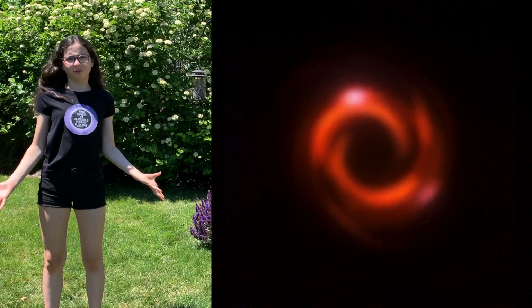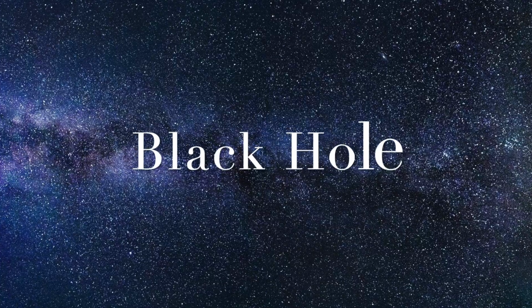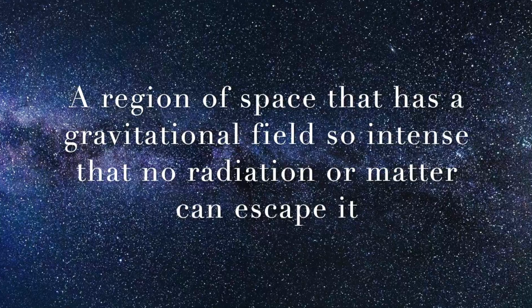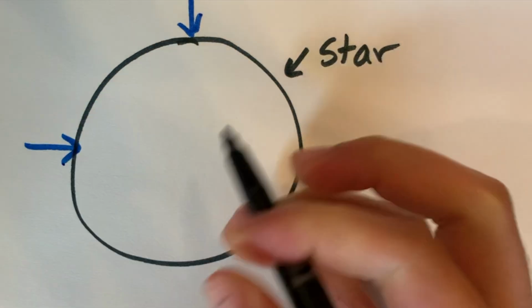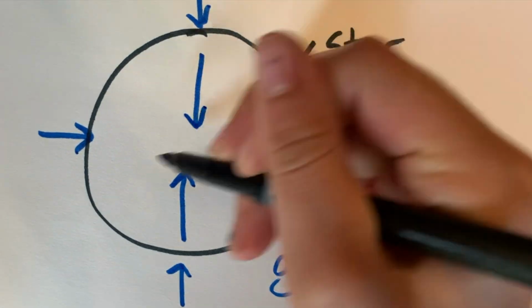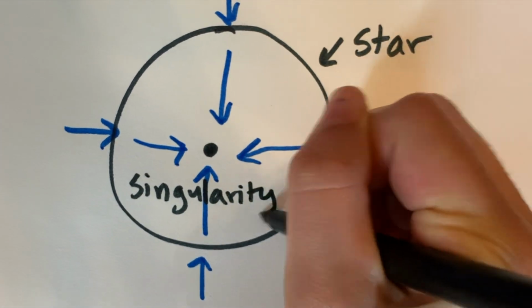Black holes. What are black holes? A black hole is a region of space that has a gravitational field so intense that no radiation or matter can escape it. Black holes are formed from the gravitational collapse of supermassive stars. They collapse into one-dimensional singularities that hold all of the mass of the original star.